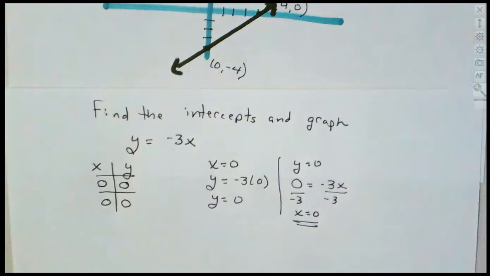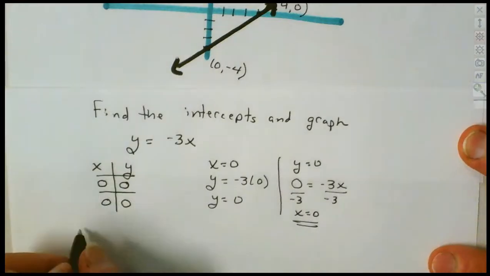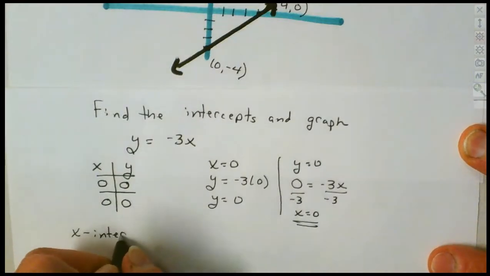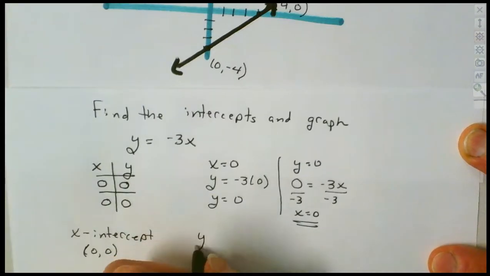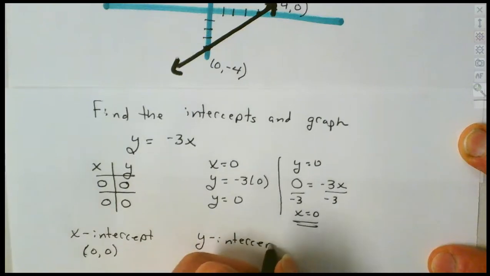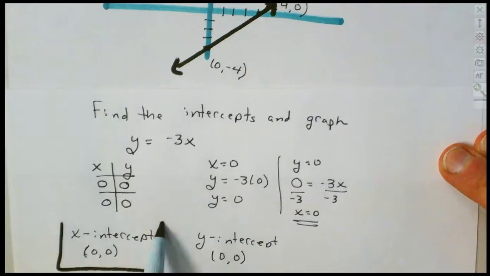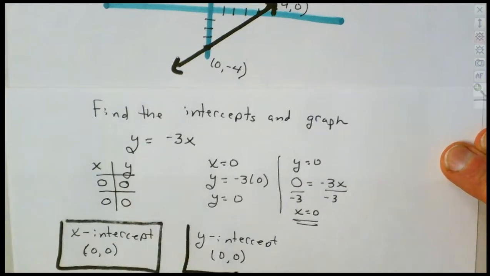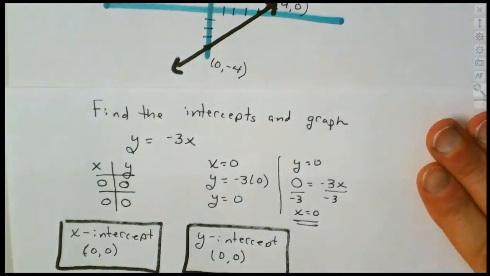Okay, now, to graph a line, we need a minimum of 2 different points. Right now, we only have 1, because both the x and the y-intercept are 0, 0. So in this case, the x-intercept is 0, 0, and the y-intercept is also 0, 0. We need and must have 2 different points. If we don't have 2 different points, then we need to find another one.